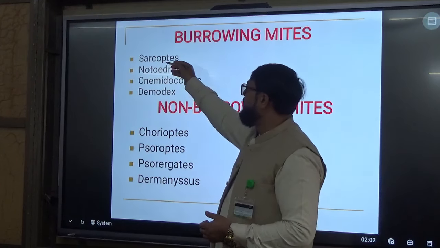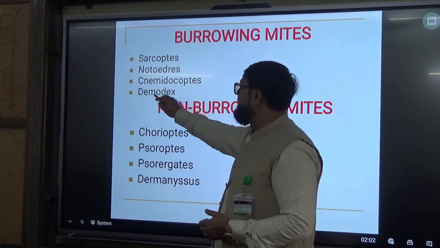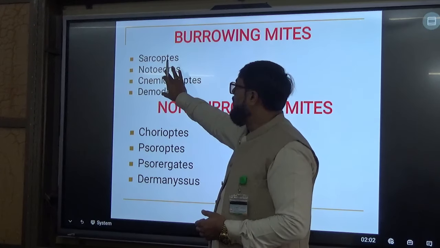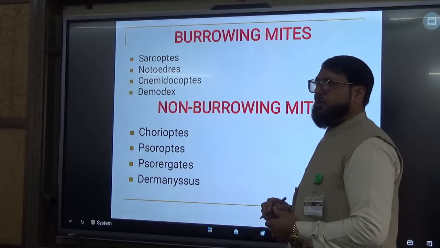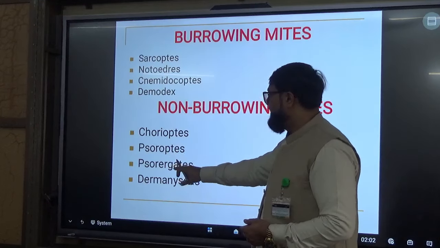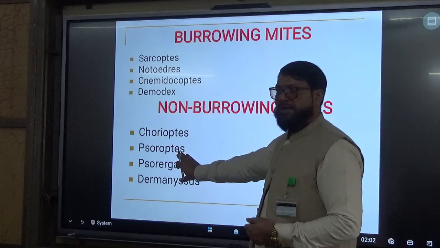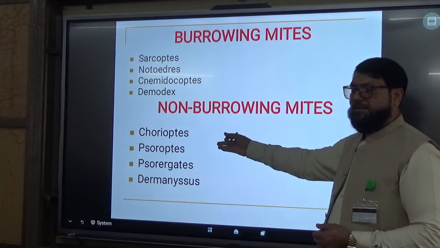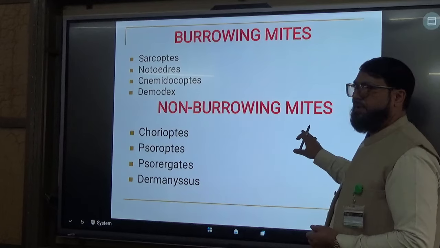And that increases the chances of their survivability on the host. There are four important genera: Sarcoptes, Notoedres, Knemidocoptes, and Demodex. These four genera are within the category of burrowing mites, and then Chorioptes, Psoroptes, Psorergates, and Dermanyssus. These are the four mite genera, although there are many others, but these are very important. These are under the category of non-burrowing mites.